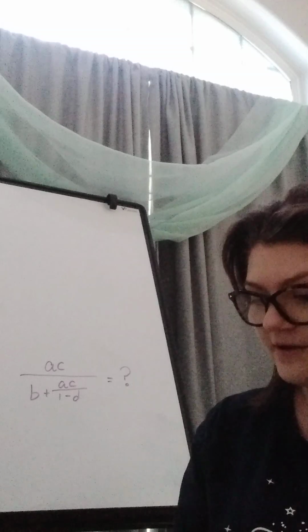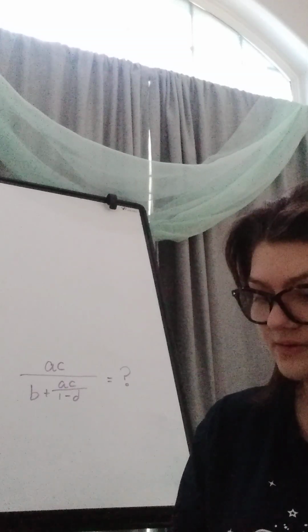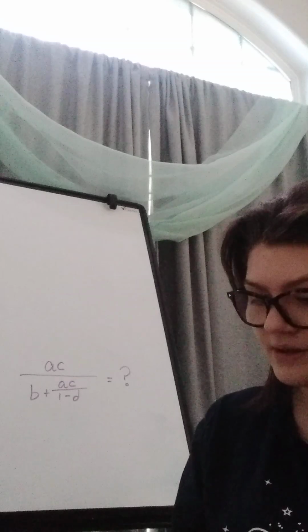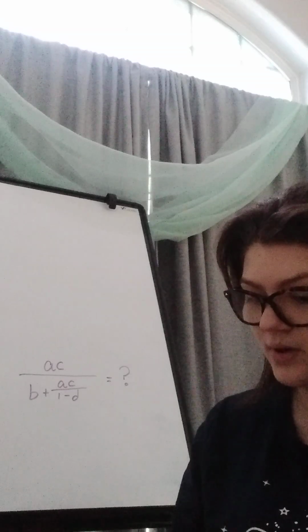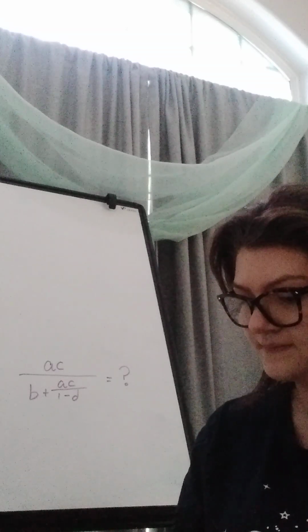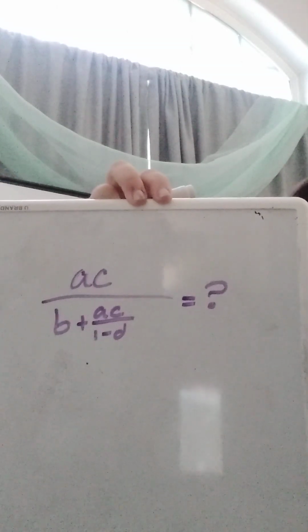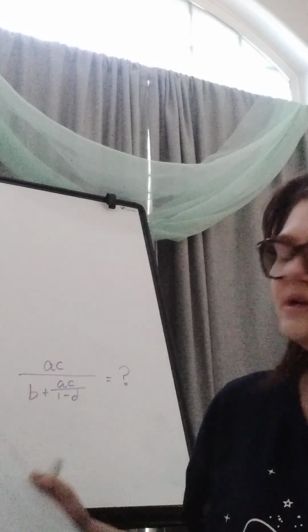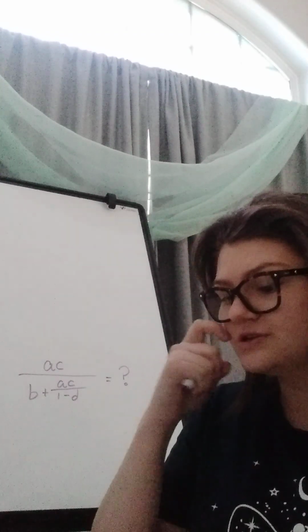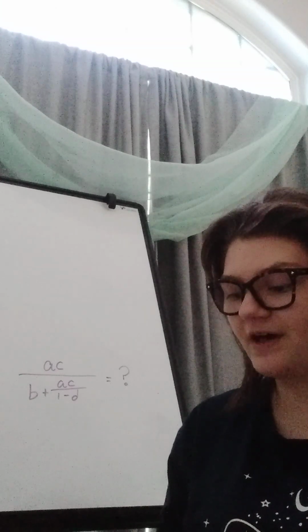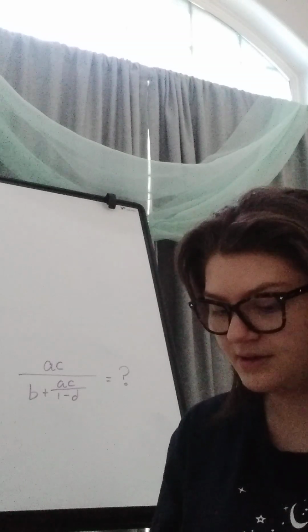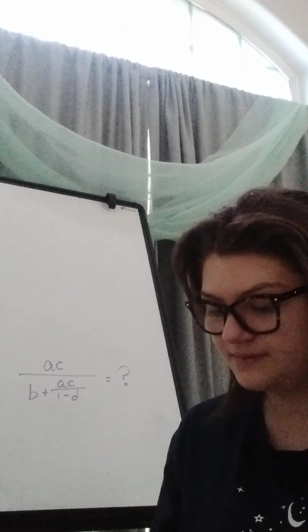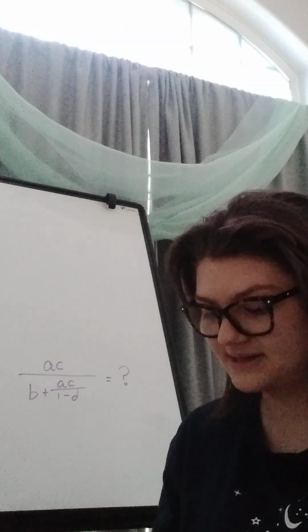So right here, if I'm just gonna rewrite the question here, I have AC over B plus AC over 1 minus D. The smaller whiteboard here so you can see it better. So how do we go about solving that? So first thing you want to do is simplify the fraction in the denominator. So I can break this up looking specifically at B plus the fraction AC over 1 minus D.